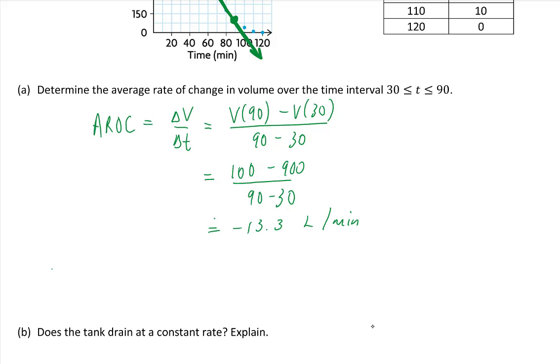So therefore, the volume of water is decreasing on average at the rate of 13.3 liters per minute between 30 minutes and 90 minutes.